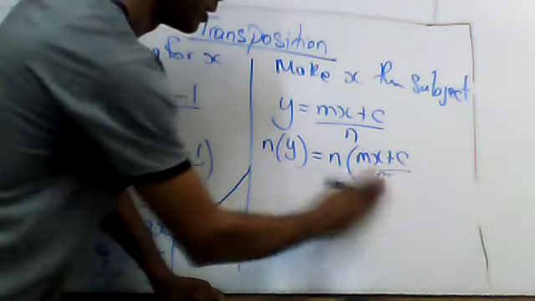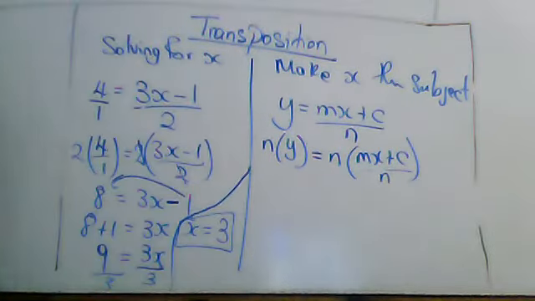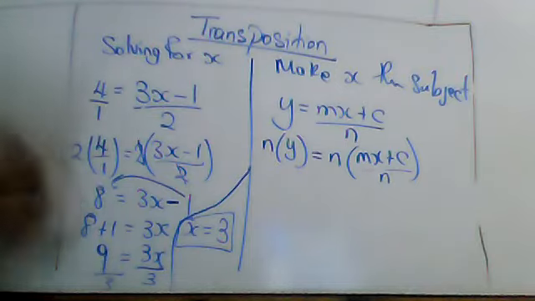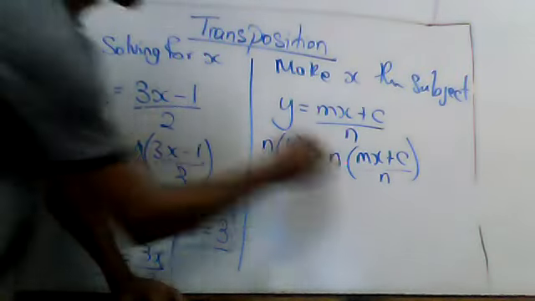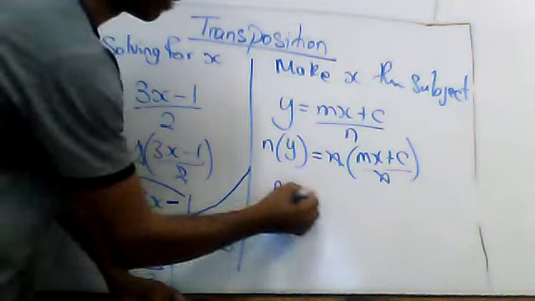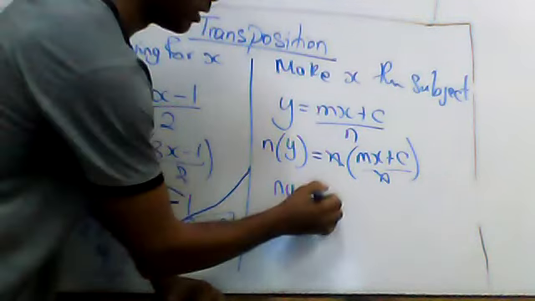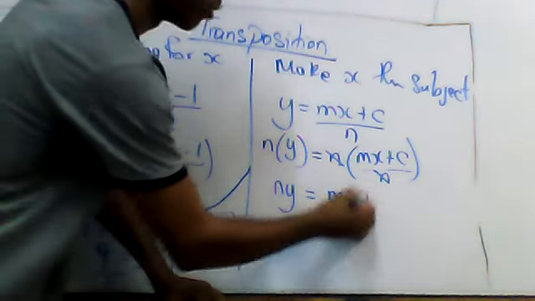Remember, the same procedure used to solve a linear equation is the same procedure used to solve a transposition question. It's just that you're not making the connection between these two things. So n will cancel n, so we have ny or yn. Remember commutative law, ny and yn is the same thing. So ny is equal to mx plus c.